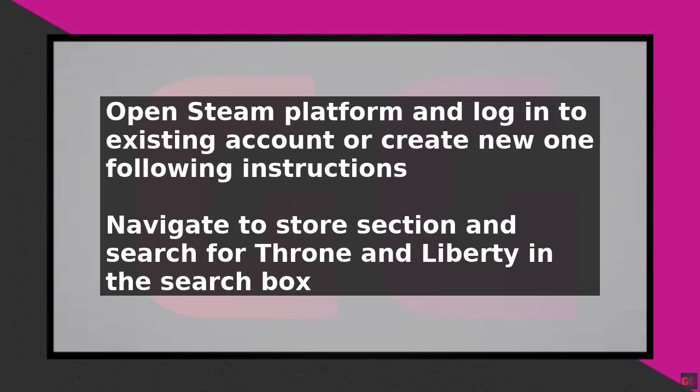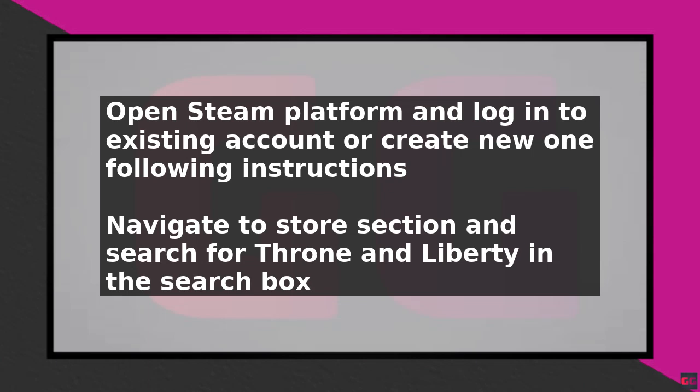If Steam is already installed, open the platform and log in to an existing account or create a new one by following the on-screen instructions. Once logged in, navigate to the Store section by clicking on the Store button at the top of the page. In the search box, type in Throne and Liberty and press Enter.